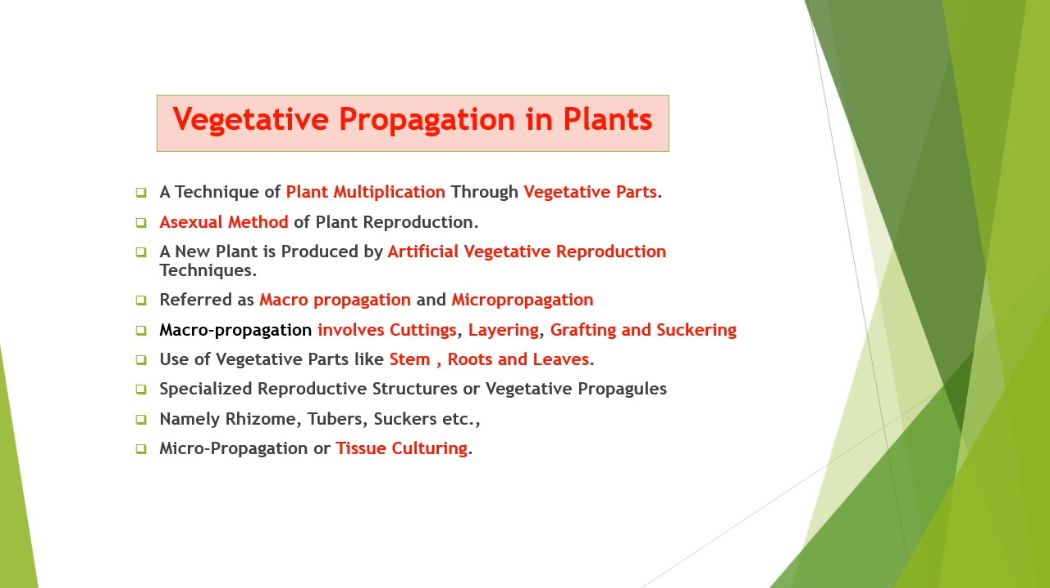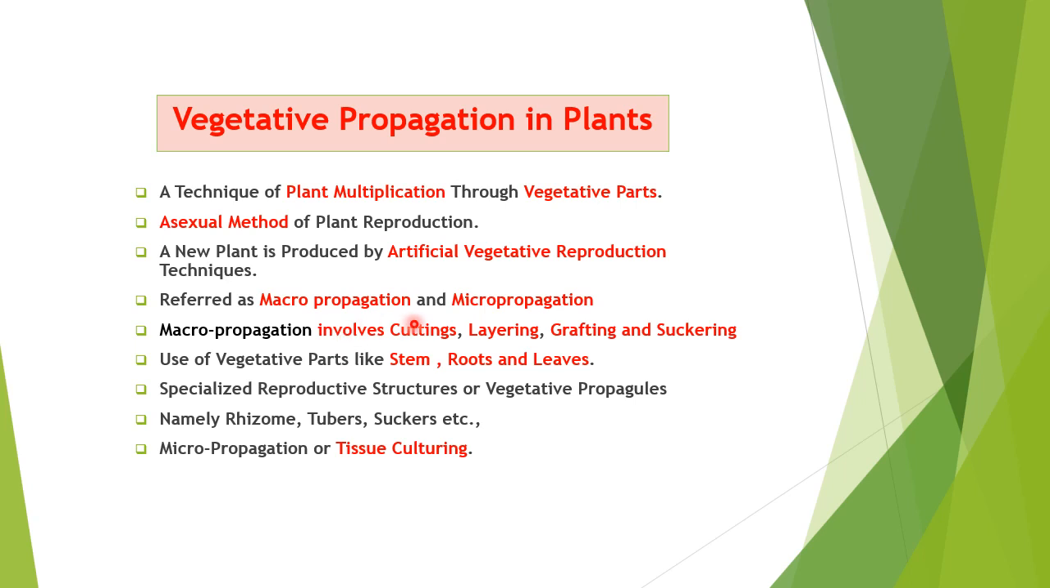So, first of all, let us understand what we mean by vegetative propagation. Vegetative propagation in plants is a technique of plant multiplication through vegetative parts. It is an asexual method of plant reproduction. A new plant is produced by artificial vegetative reproduction techniques, which are referred to as macropropagation and micropropagation.